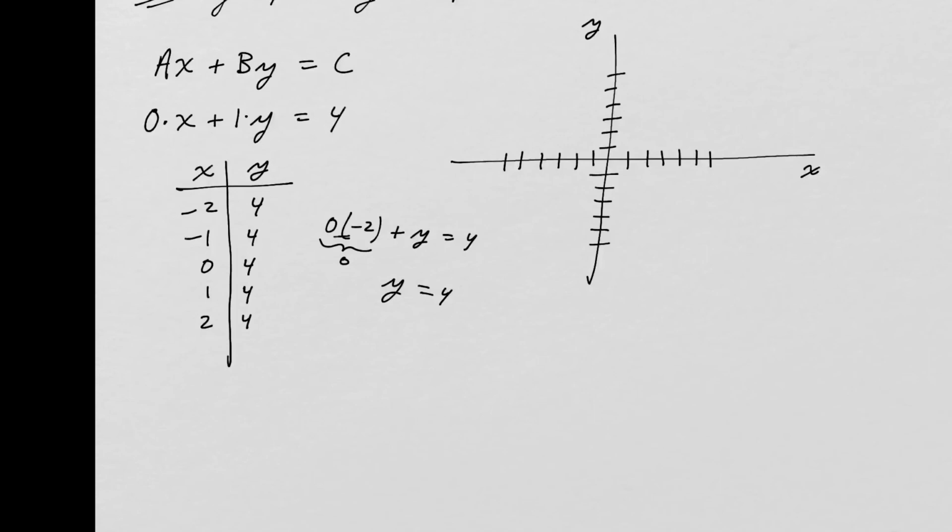So if we plot some of these points, -2, 4 is like here, I guess. -1, 4 is here. 0, 4, 1, 4, 2, 4. So I guess this line looks like this. So this line, right, is a horizontal line. It has the equation y equals 4.